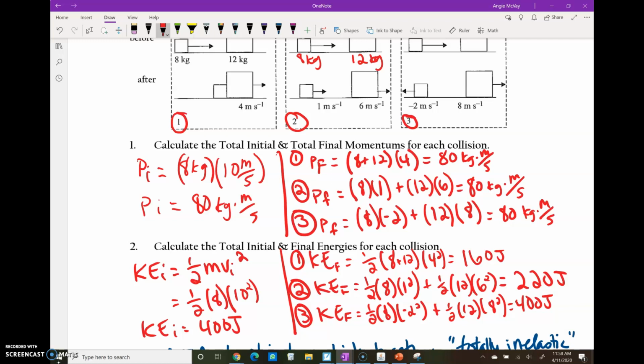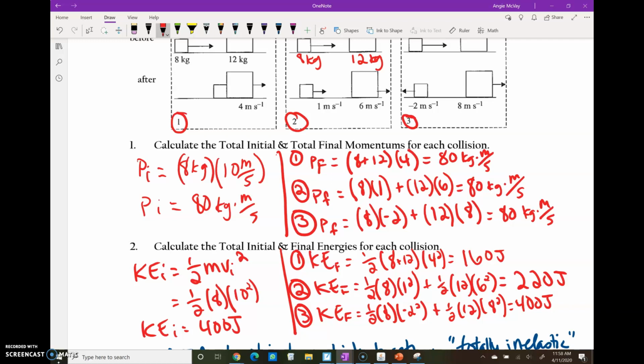We square that, we get a kinetic energy of 400 joules. All right, in scenario number 1, the final kinetic energy is 1/2 times the total mass, those two moving together at 4 meters per second, and we square it, we get 160 joules. Kinetic energy final, and so kinetic energy is not conserved here.